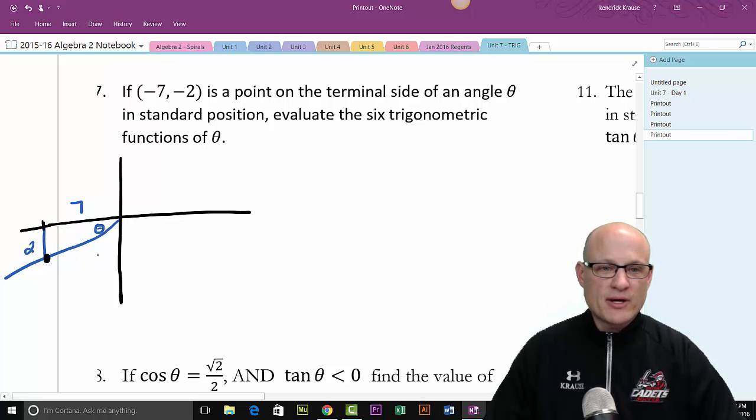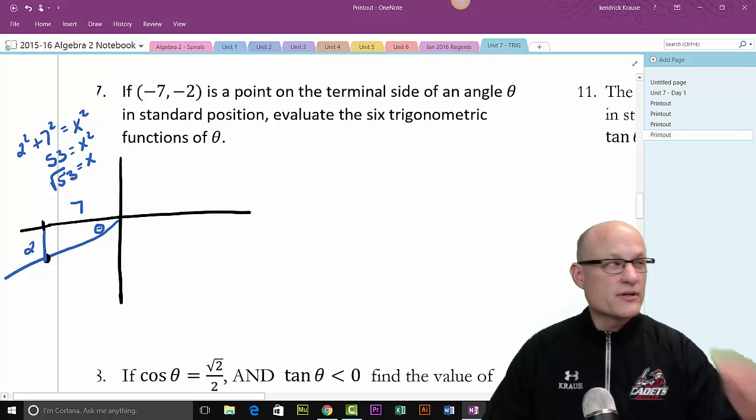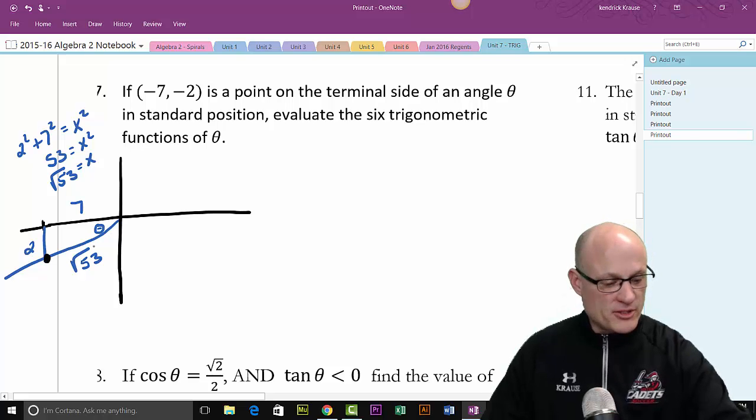I still got to find the hypotenuse, so let's do 2 squared plus 7 squared equals x squared. X squared equals, let's see, that's 49 plus 4, which is 53, so x is equal to the square root of 53. And I believe 53 is prime, so this is just equal to the square root of 53. So this is going to be a little bit tricky.